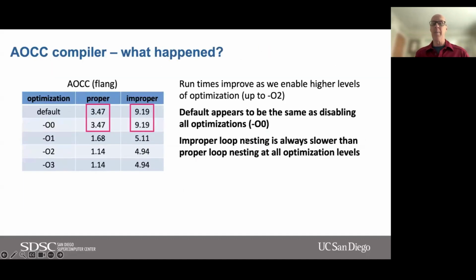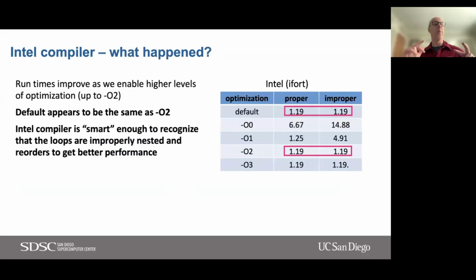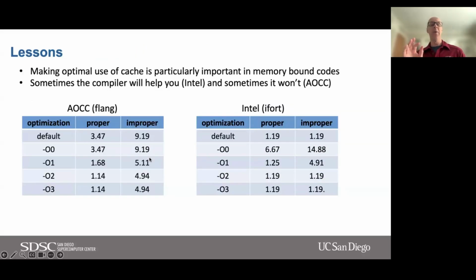The compiler was smart enough to recognize that that code was written inefficiently, and it re-nested those loops. So a few lessons to take away from this is making optimal use of cache is particularly important in these memory-bound codes. That's how we were able to do so much better, say with the AMD compiler, using a proper loop nesting, or with the Fortran compiler, in the case where it was able to recognize badly written code and reorganize it. And the second thing to take away is that sometimes the compiler will help you.